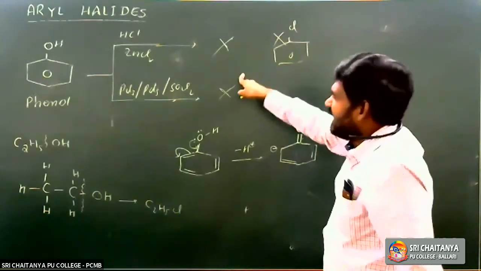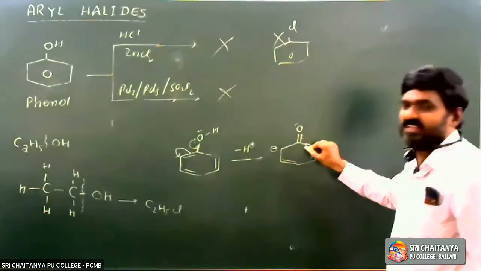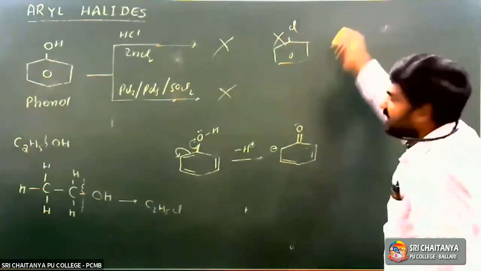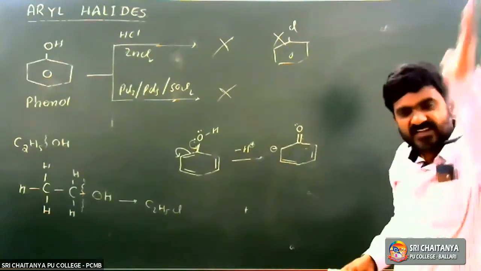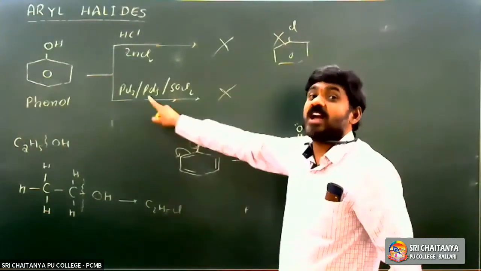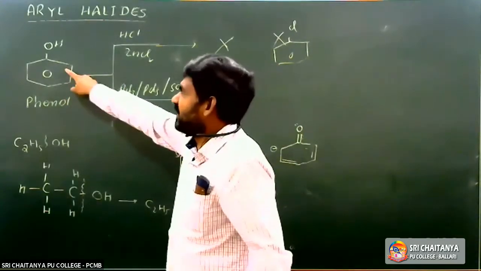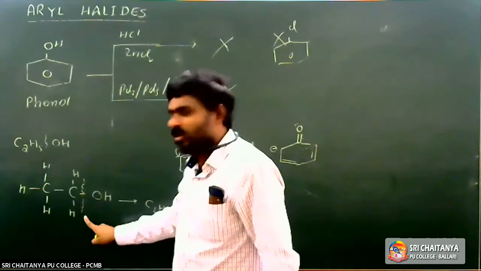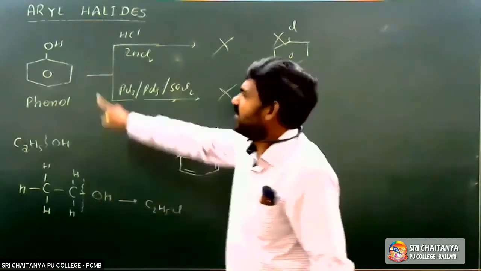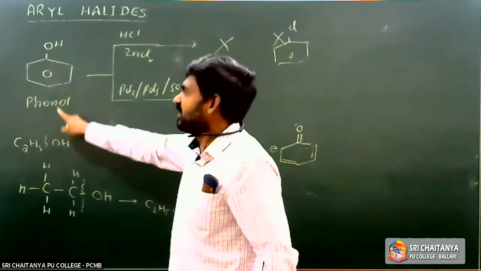What is the reason? In phenol, carbon and oxygen have a partial double bond nature. As the number of bonds increases, bond energy increases. As the bond energy increases, reactivity decreases. Hence, unlike alkyl halides, aryl halides are not prepared from phenol. Phenol is an aromatic alcohol, and this is an aliphatic alcohol. So alkyl halides are prepared from aliphatic alcohol, whereas haloarenes are not prepared from aromatic alcohol, that is phenol.